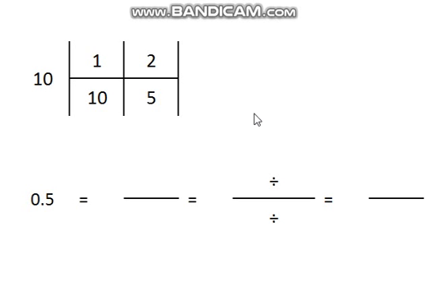Hi students, in this short video I want to teach you how to convert from decimal to a fraction, and then later the fraction must be in the simplest form. As you can see over here, 0.5 is the first example. This decimal has only one decimal place, so you can convert it to a tenth. So you divide by 10. So this one is 5 out of 10.